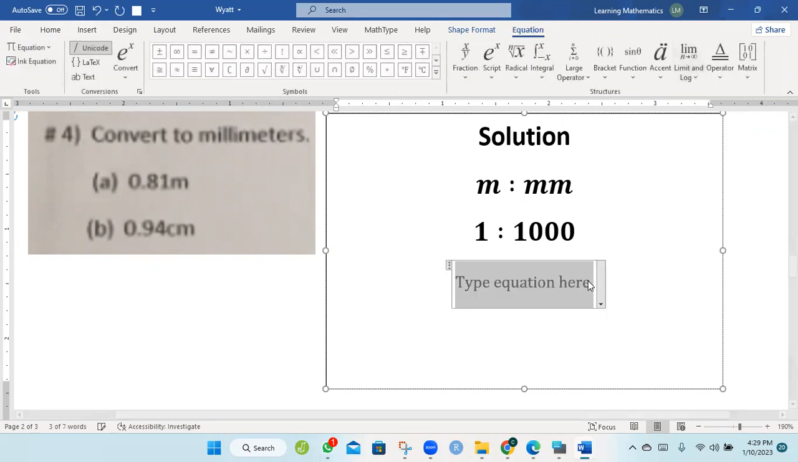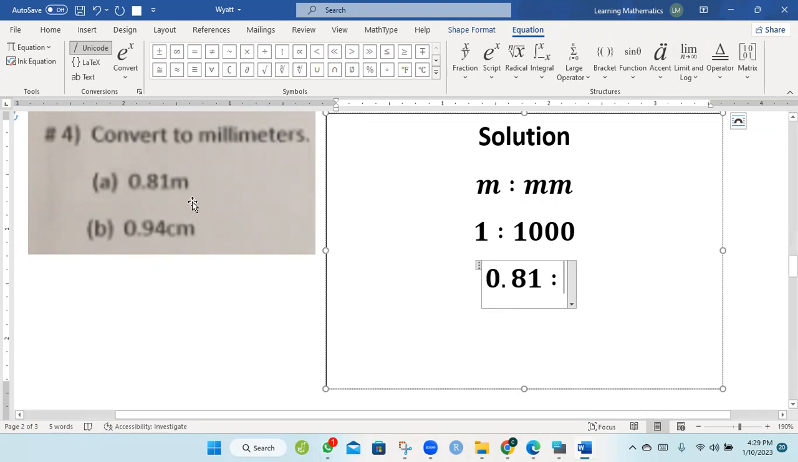And here comes the use of the labeling. 0.81 has to come under meters because it says 0.81 meters. And the X will come under millimeters. We want to find how many millimeters is 0.81. So please take this down. Make sure this is an alignment: the M, 1 and 0.81, all of them coming under M. The mm, millimeters, 1,000 and X coming under each other.